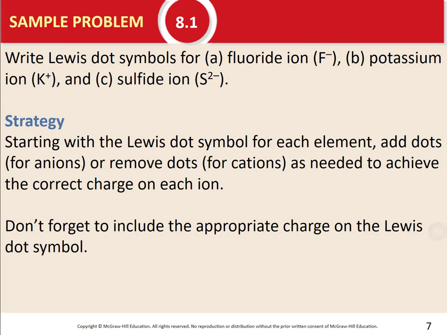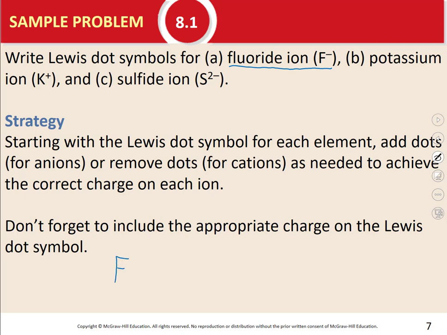So let's try this out. Let's draw the Lewis dot structure for the fluoride ion. Just like when we were writing the electron configurations for ions, we start with the electron configuration for the atom and then add or remove electrons. Same thing here. We're going to start with the Lewis dot structure for the atom and then add or remove electrons. So fluoride, we start with fluorine.